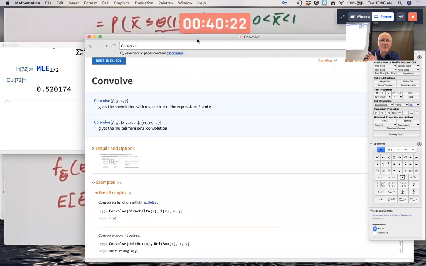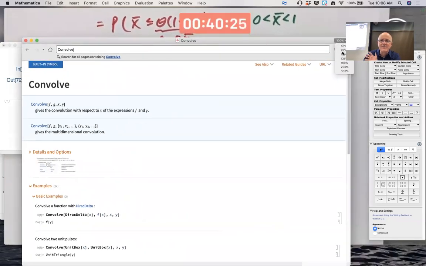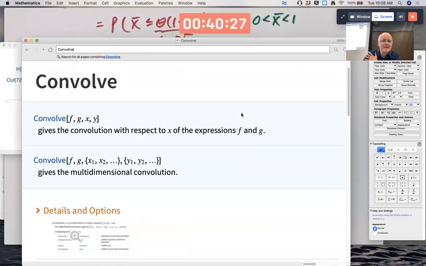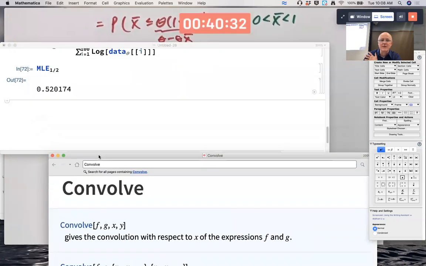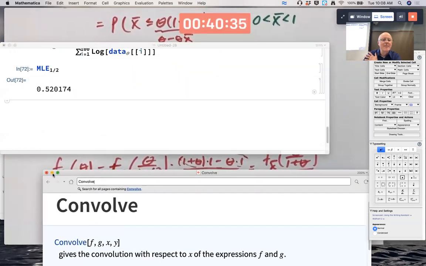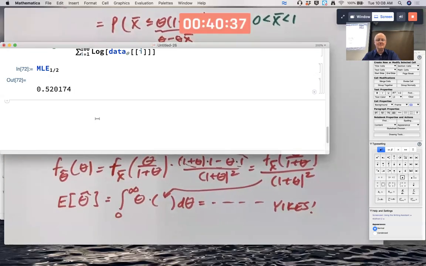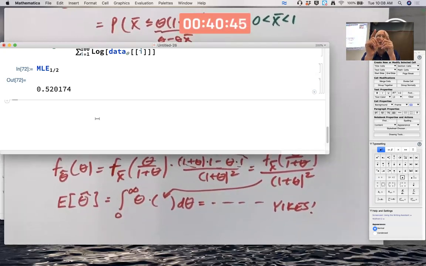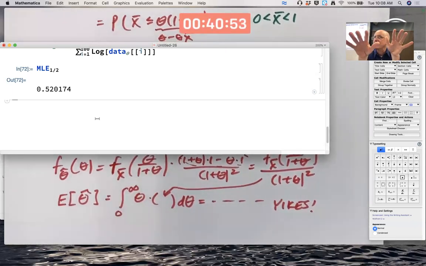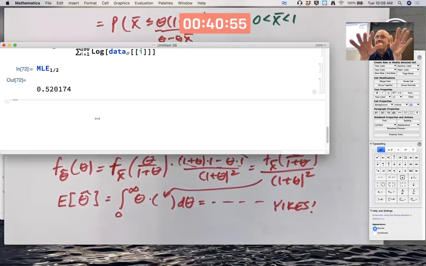Convolve gives the convolution of two functions. And I was impressed that Mathematica was actually able to convolve here with this piecewise example. Remember what we talked about recently since spring break. If you want to find the PDF of a sum of two random variables that are independent, we are assuming independence here, by the way, because we got random sampling. That can be found by doing the convolution of their two PDFs.